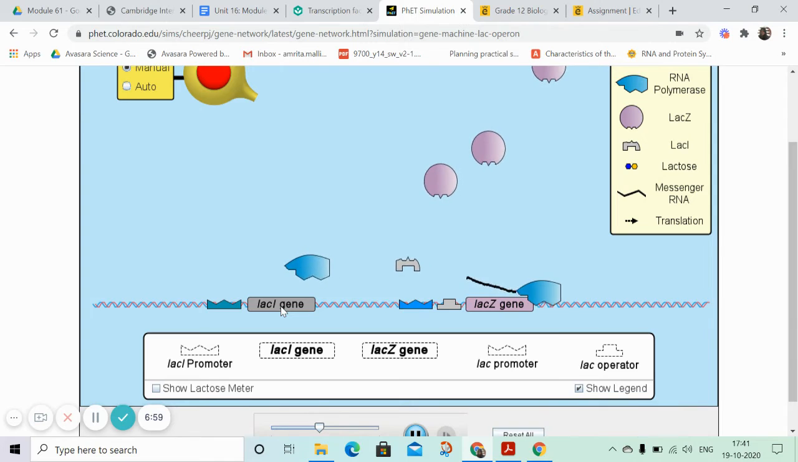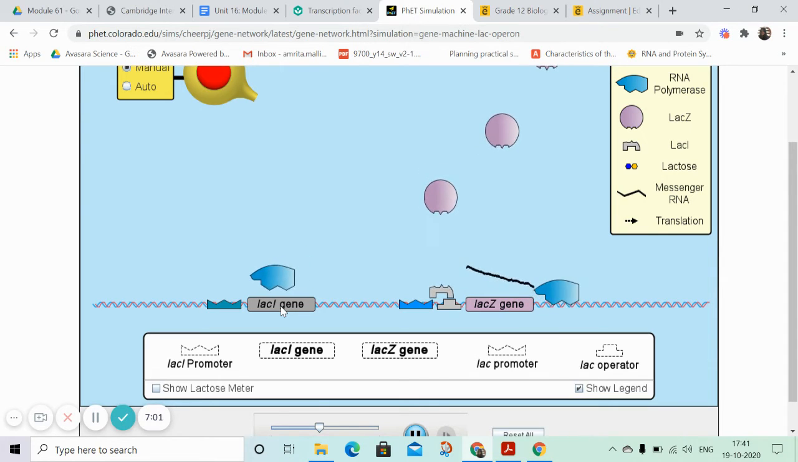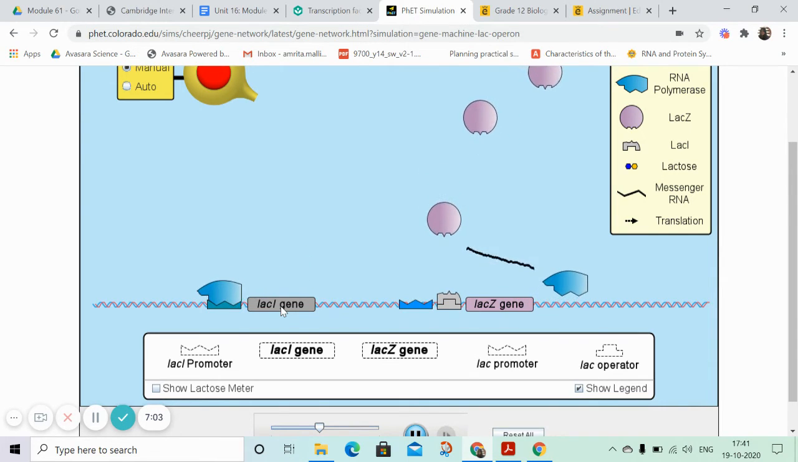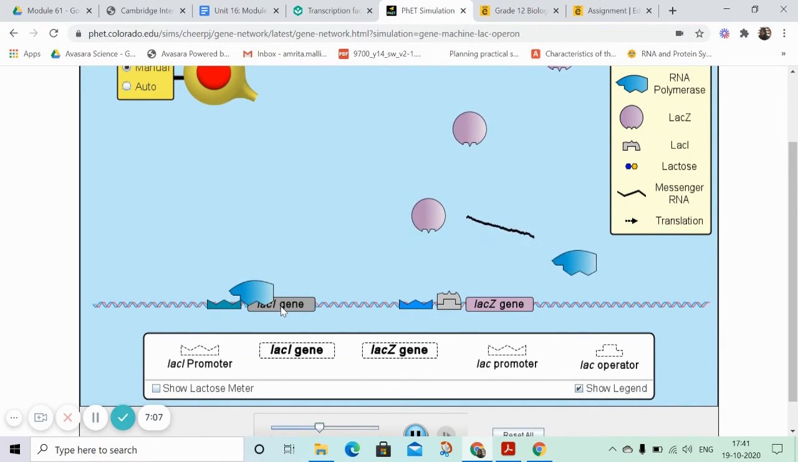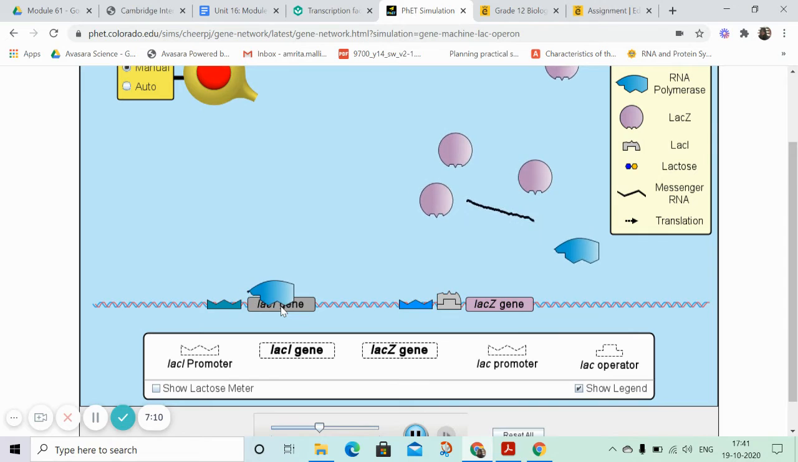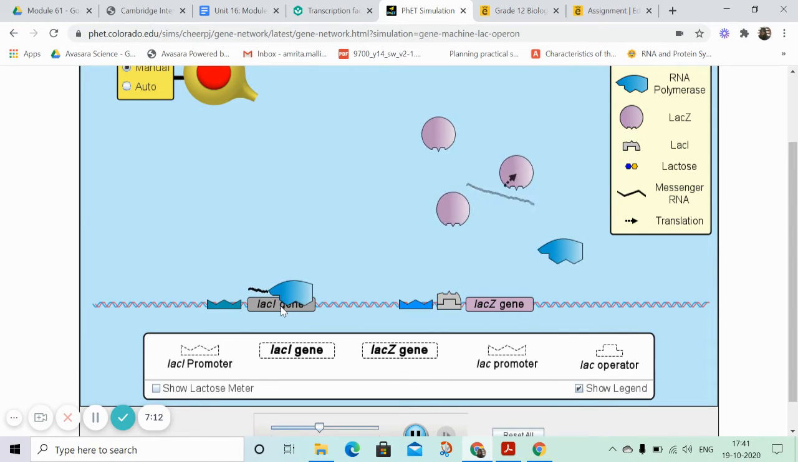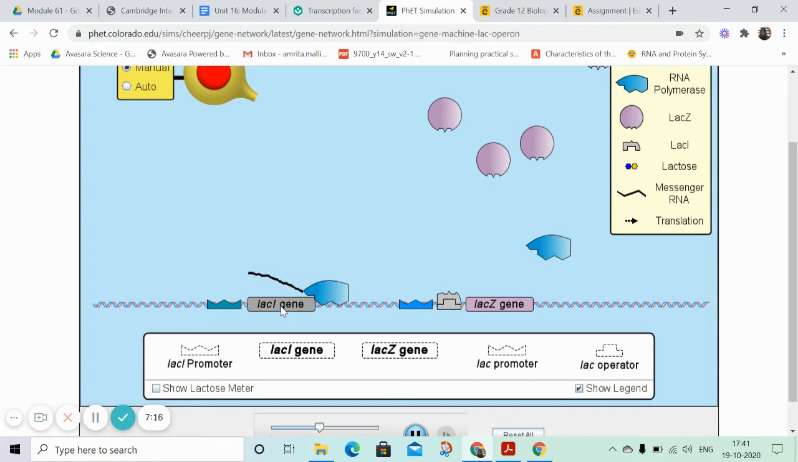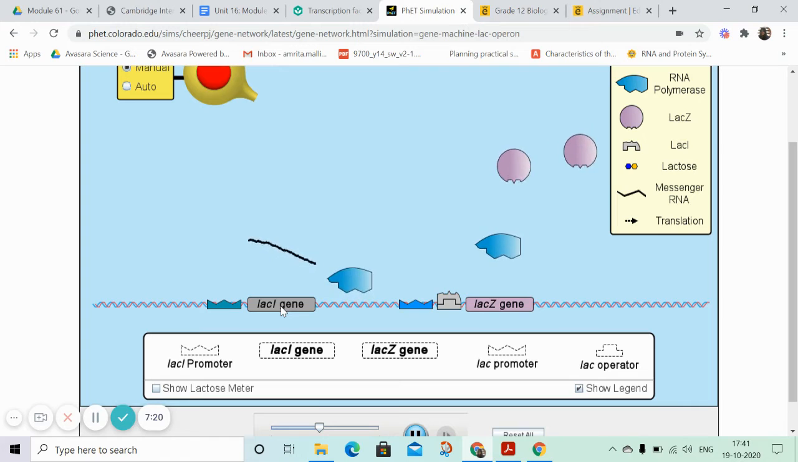Keep looking at the legend to identify what each structure is. So you saw LAC-I repressor actually going and binding to the promoter. Continue observing what happens now. So we can see the repressor binding the promoter. So what? What next? Okay, did you observe what happened now?